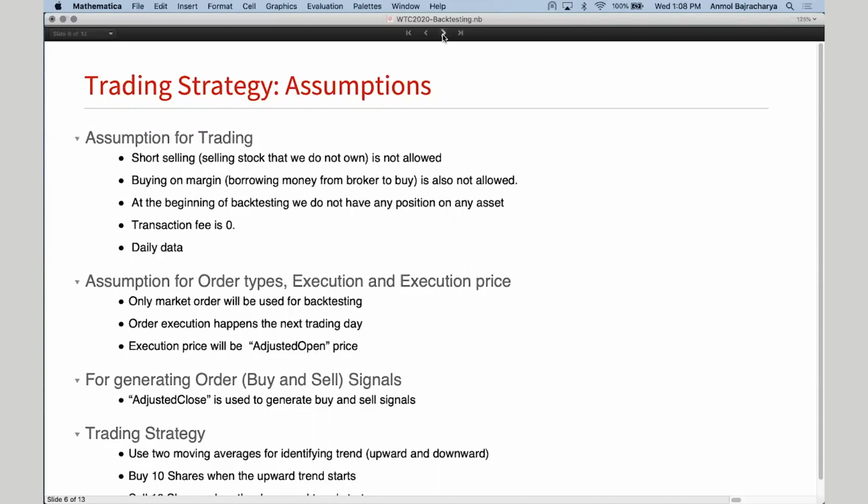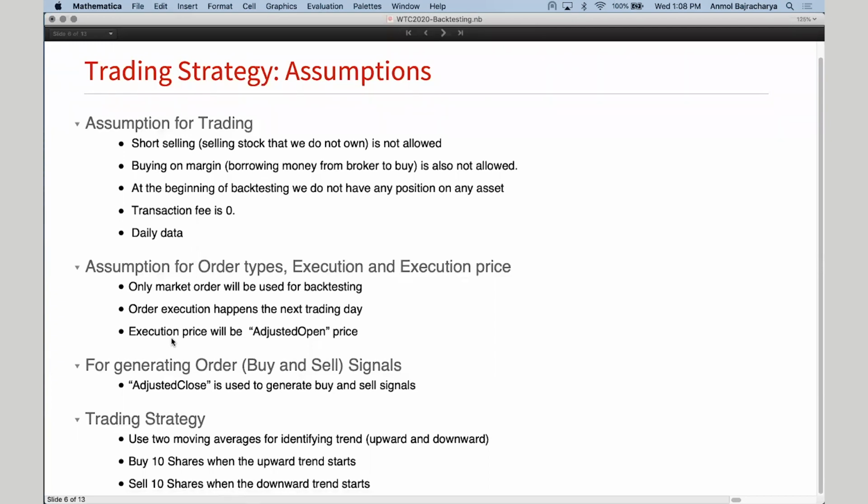And at the beginning of the backtesting, I will assume that we do not have any positions. So all the positions for the 4 stocks that I'm using in my portfolio are going to have a 0 quantity, and the transaction fee is also going to be 0. Here I'm using daily data. For order types, I'll be using a market order. Usually a market order is executed immediately as soon as you place the order. For execution, it is assumed that once the order is placed, the execution happens the next day, and the execution price will be the adjusted open price.